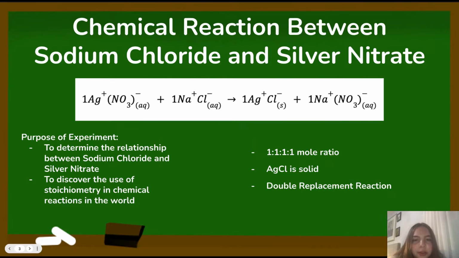In my quarter 3 lab, I examined the chemical reaction between sodium chloride and silver nitrate, which forms silver chloride and sodium nitrate.